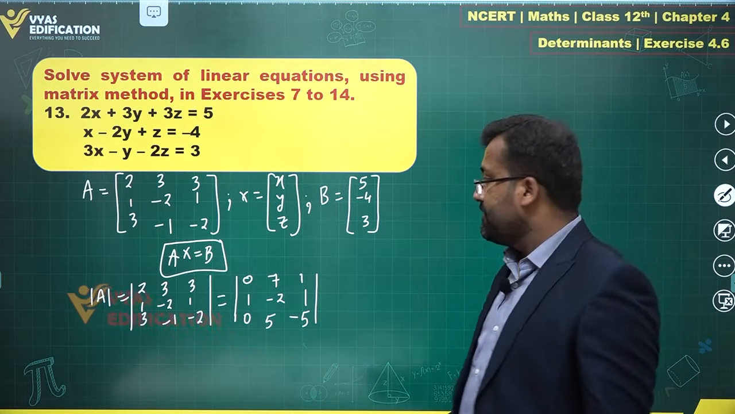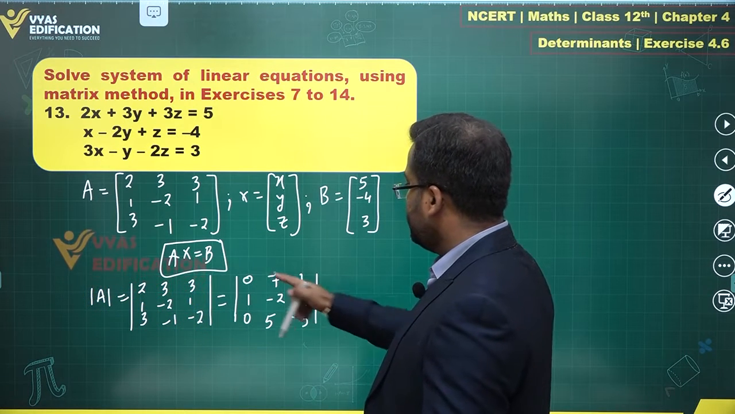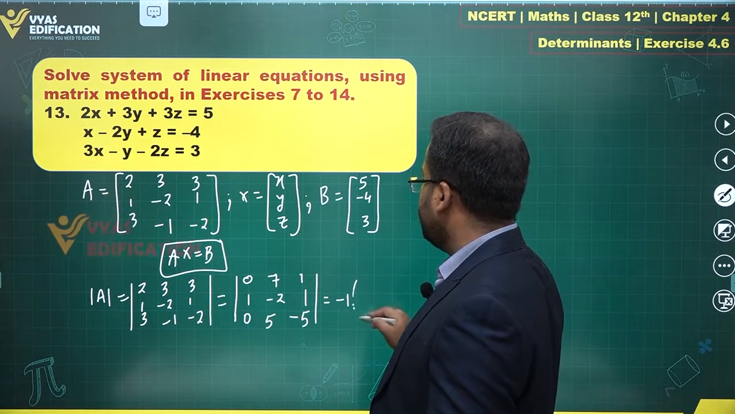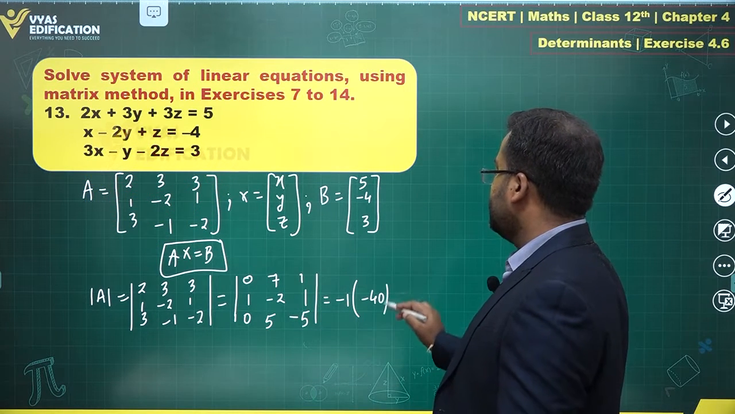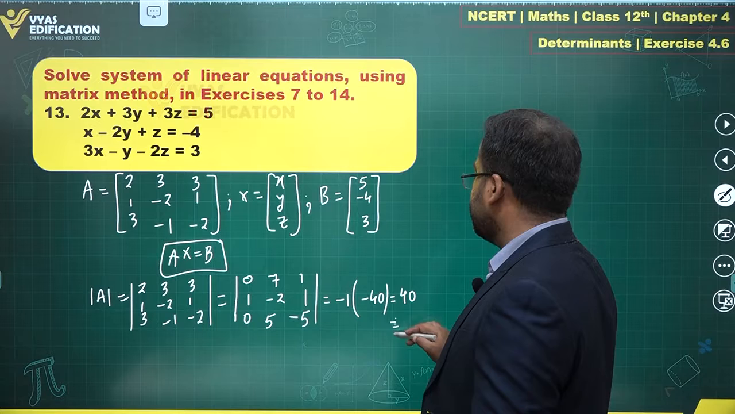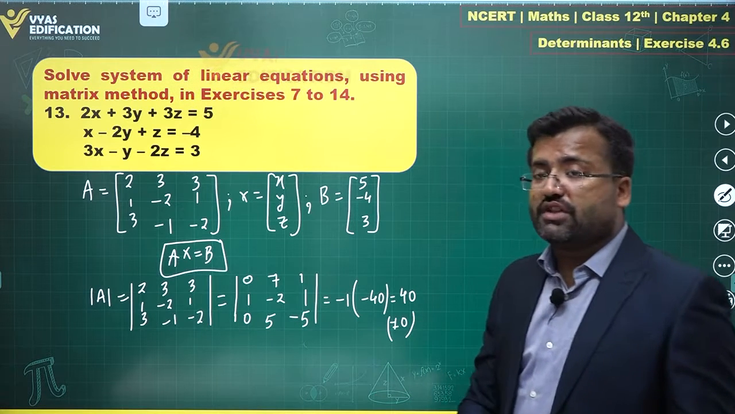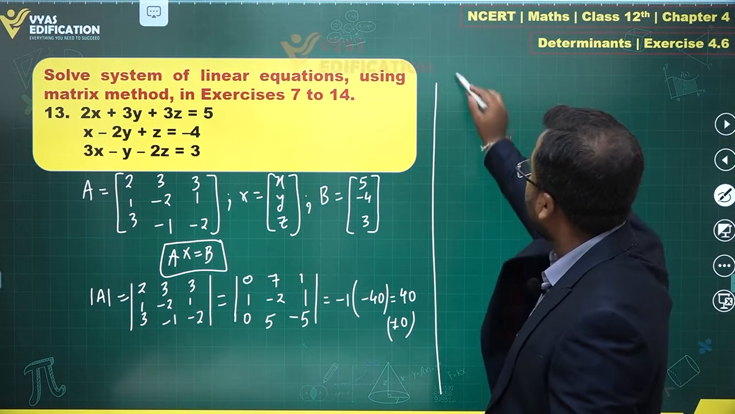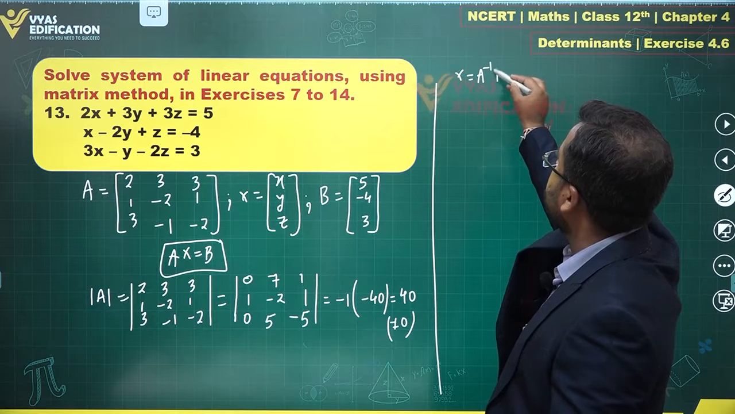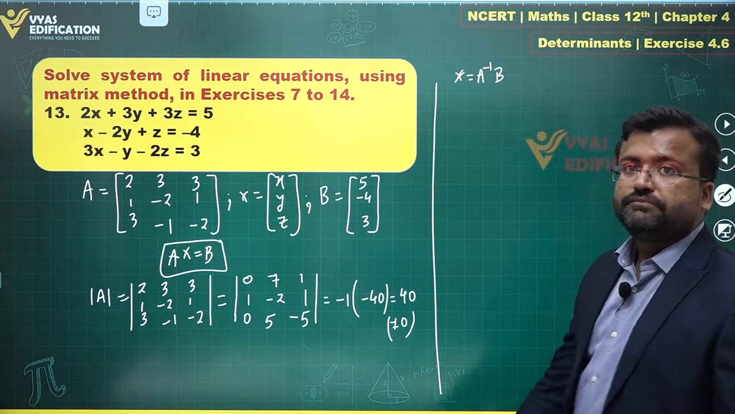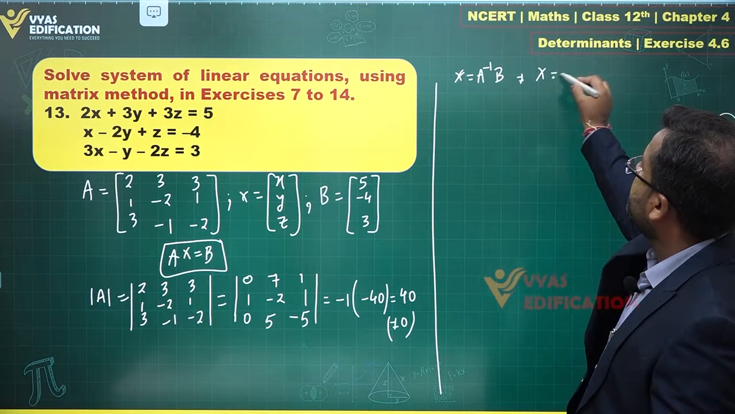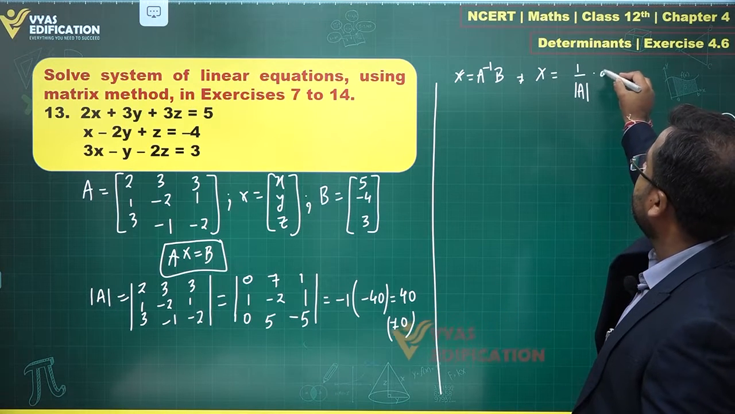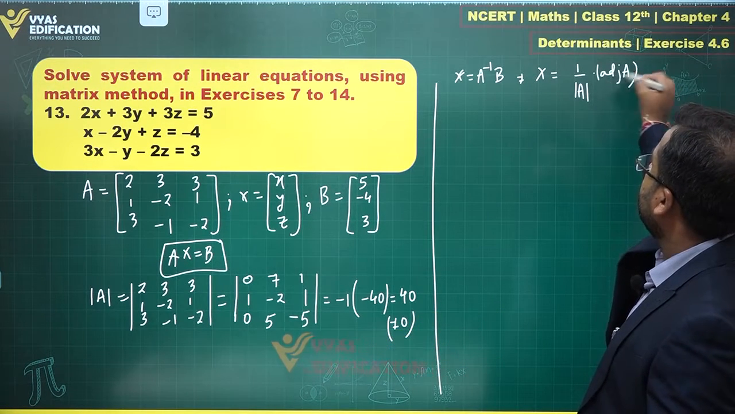Is that okay? Yes. So this becomes 0 plus this is minus 1 times you get minus 35 minus 5 which is minus 40. This is equal to minus 40 and since this is non-zero, therefore you will get a unique solution. And what's that unique solution? X equals A inverse B is the unique solution that you will get. This gives me X equals 1 upon determinant of A times adjoint of A times B.